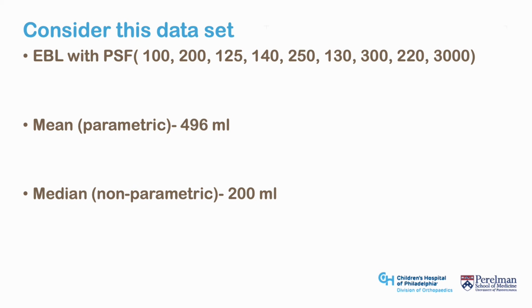By way of example, consider the data set here to estimate blood loss with posterior spinal fusion, with a data set of estimated blood loss in milliliters, including the data set 100 milliliters, 200 milliliters, 125 milliliters, 140 milliliters, 250 milliliters, 130 milliliters, 300 milliliters, 220 milliliters, and 3,000 milliliters. The mean of these observations is 496, and the median is 200. So this is clearly a skewed data set.